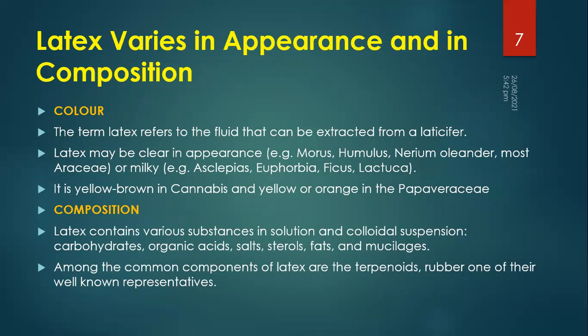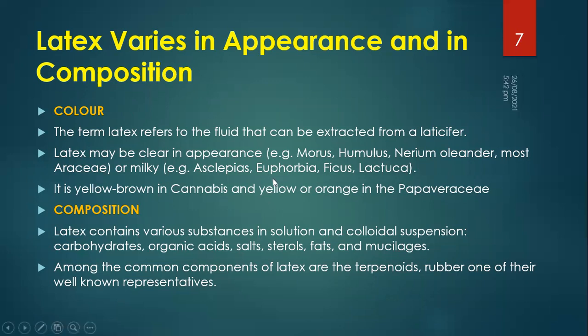Latex varies in appearance and in composition. The color: the term latex refers to the fluid that can be extracted from a laticifer. Latex may be clear in appearance, for example in Morus, Humulus, and Nerium oleander. However, most are milky, for example in Asclepias, Euphorbia, Ficus, and Lactuca. It is yellow-brown in Cannabis and yellow-orange in Papaver. In some species it is light or white in color, or sometimes dark brown or red.